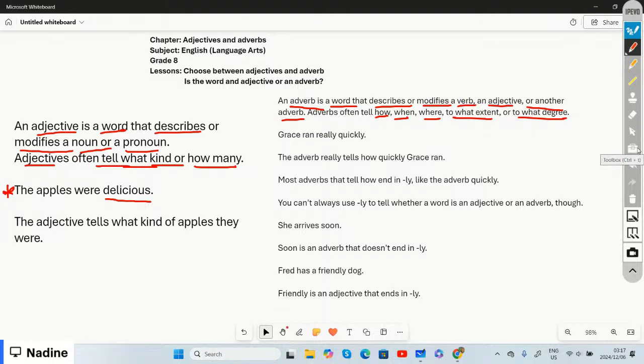So we said an adverb is a word that either describes or modifies the verb, or describes or modifies an adjective, or describes or modifies another adverb. And we said adverbs often tell us how. They tell us when, where, to what extent, or even to what degree. That is an adverb.